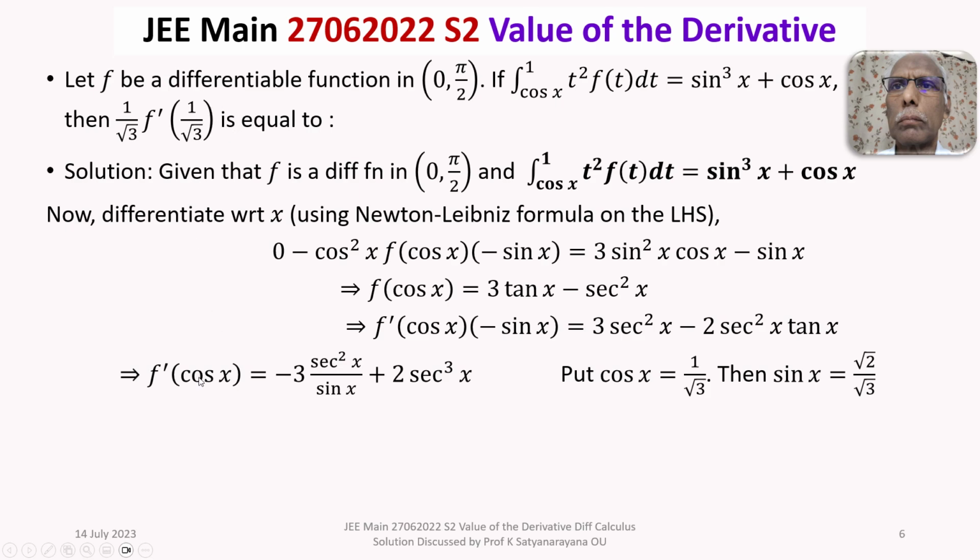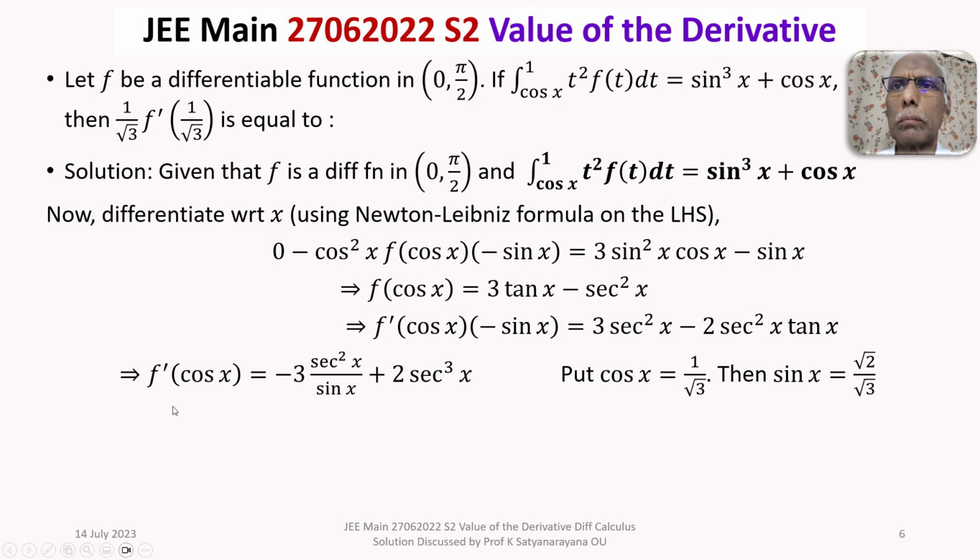Now we want f prime of 1 by root 3. So put cos x is equal to 1 by root 3. And it's a very simple case. How to get sin x? You draw a diagram and then find the opposite side by hypotenuse and all that. Sin x is equal to root 2 by root 3.